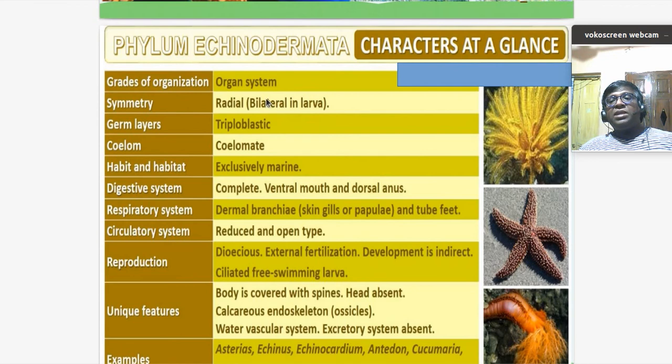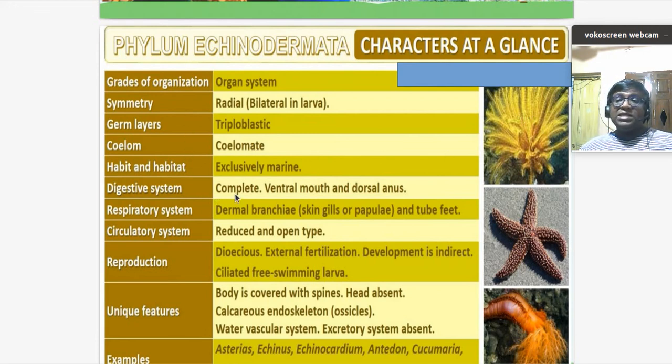See, radial symmetry is seen in the adult. This is unique. Only in Echinodermata you can notice it. You have to write this point for salient features. Adults exhibit radial symmetry and larvae exhibit bilateral symmetry. So they are triploblastic, coelomate, exclusively marine forms. They are all found in seas and oceans.